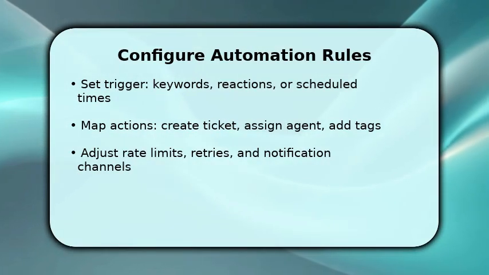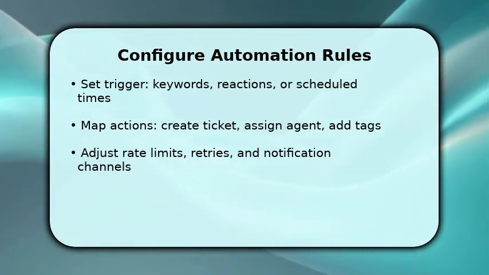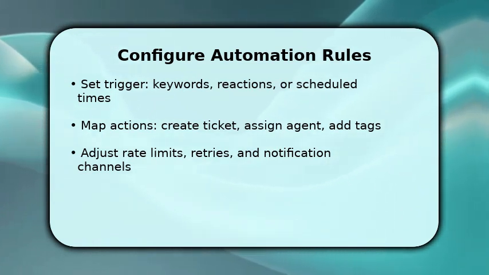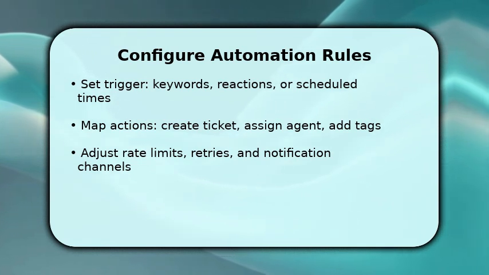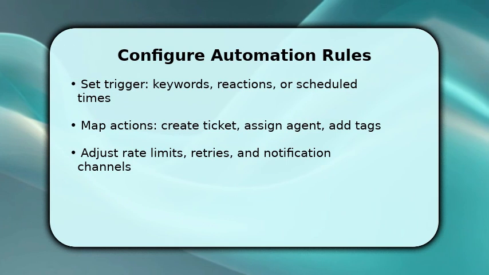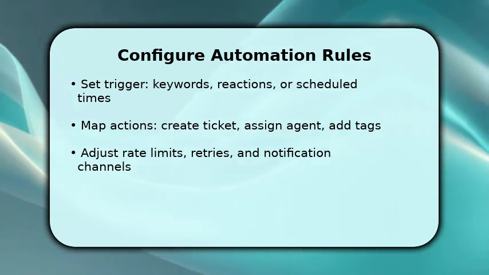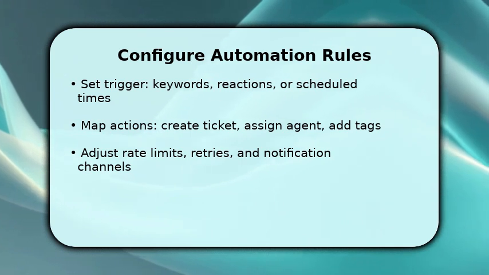Now you configure automation rules that define how tickets are created and managed. Start by setting triggers such as keywords, reactions, or scheduled times so the bot knows when to act. Then map actions. Create a ticket, assign an agent, add tags, and push notifications. You do this to keep workflows consistent.